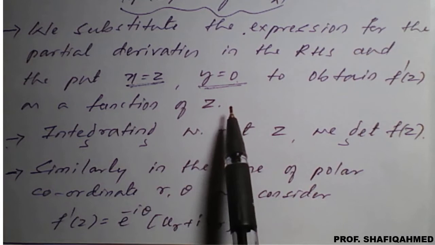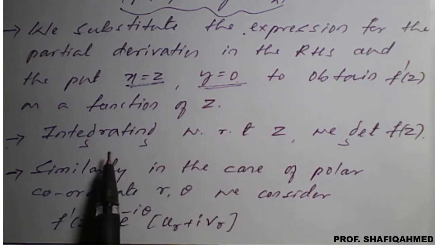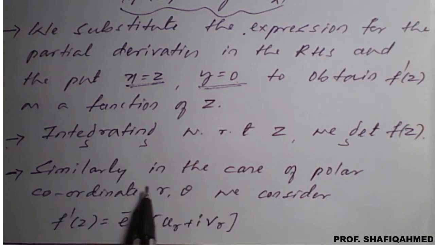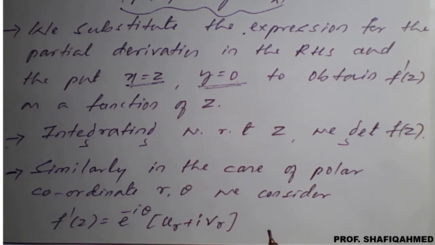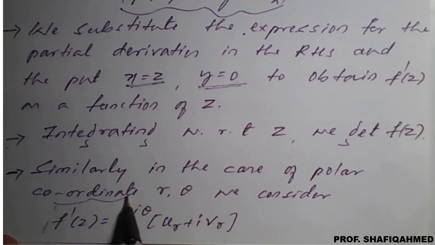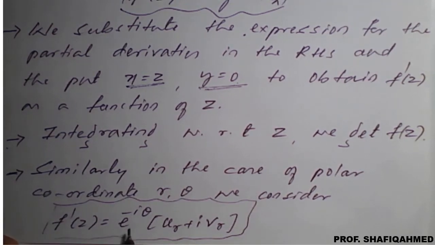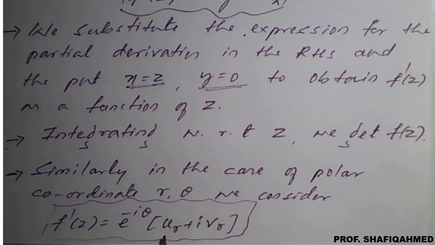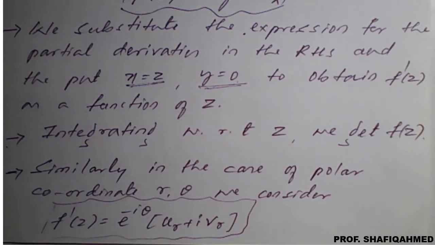Now, this is if they have given it in Cartesian form. Suppose they have given the question in terms of polar form, the same procedure applies. They will give u and v, so we need to find ur and u theta, or vr and v theta. Once you get these, the function f dash of z will be given by this formula you have to remember: e raised to minus i theta into ur plus i times vr, but we don't know vr.